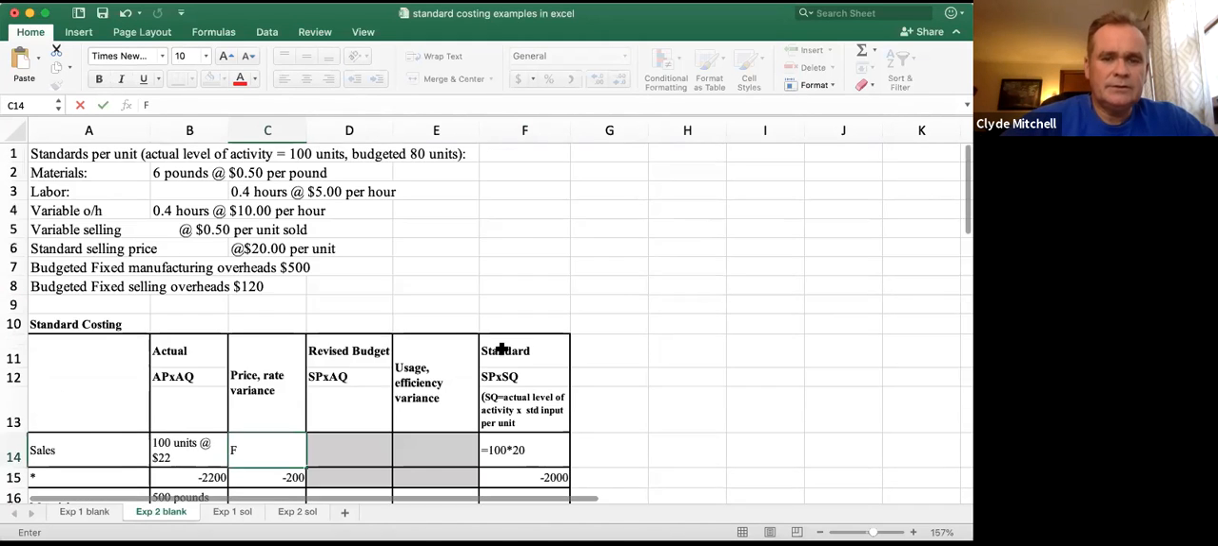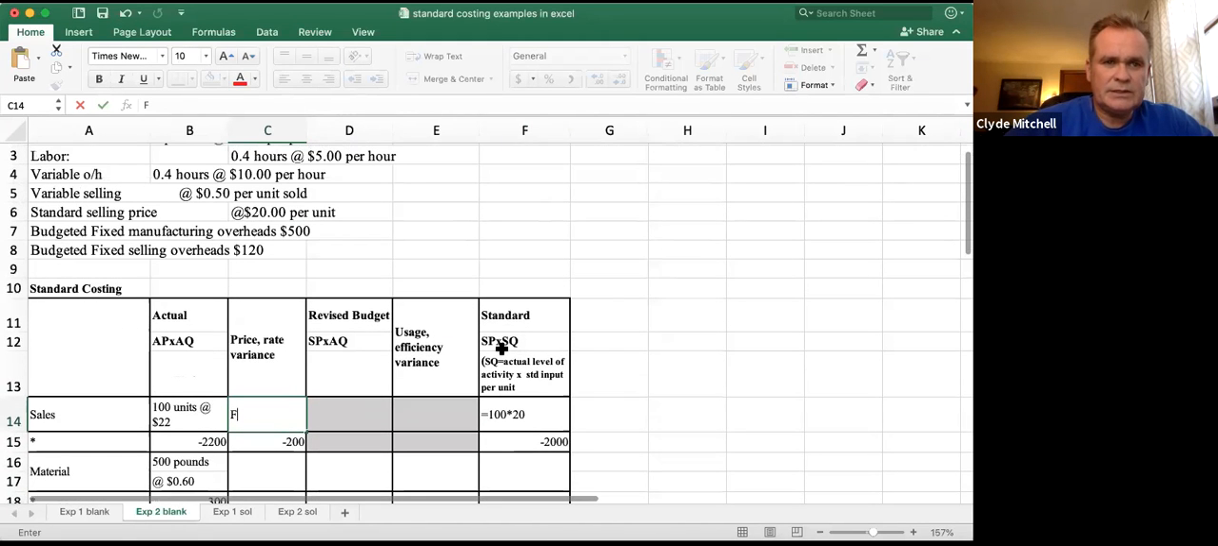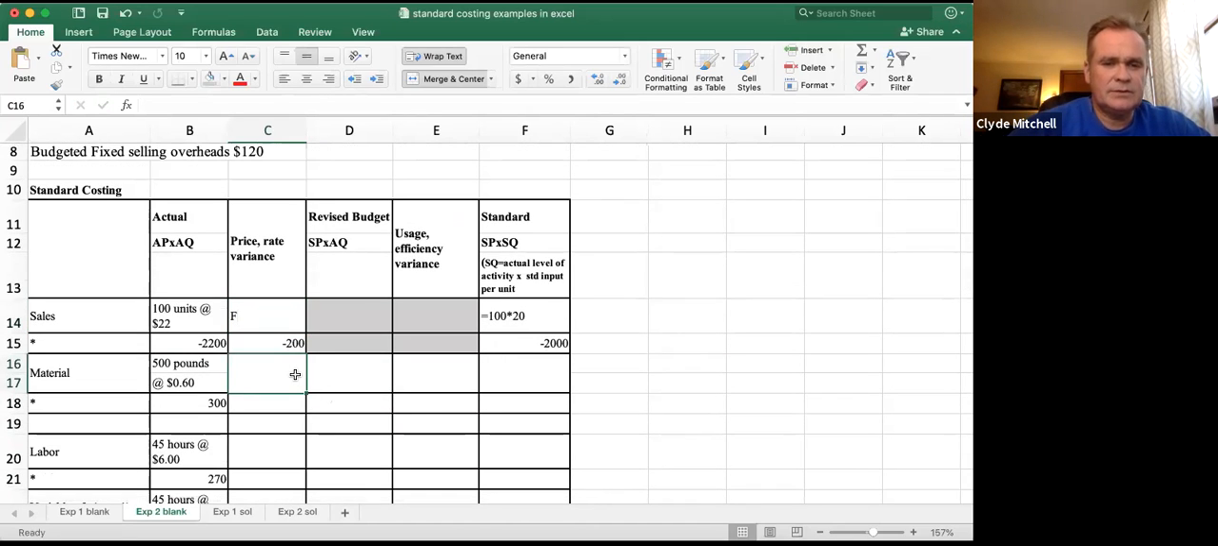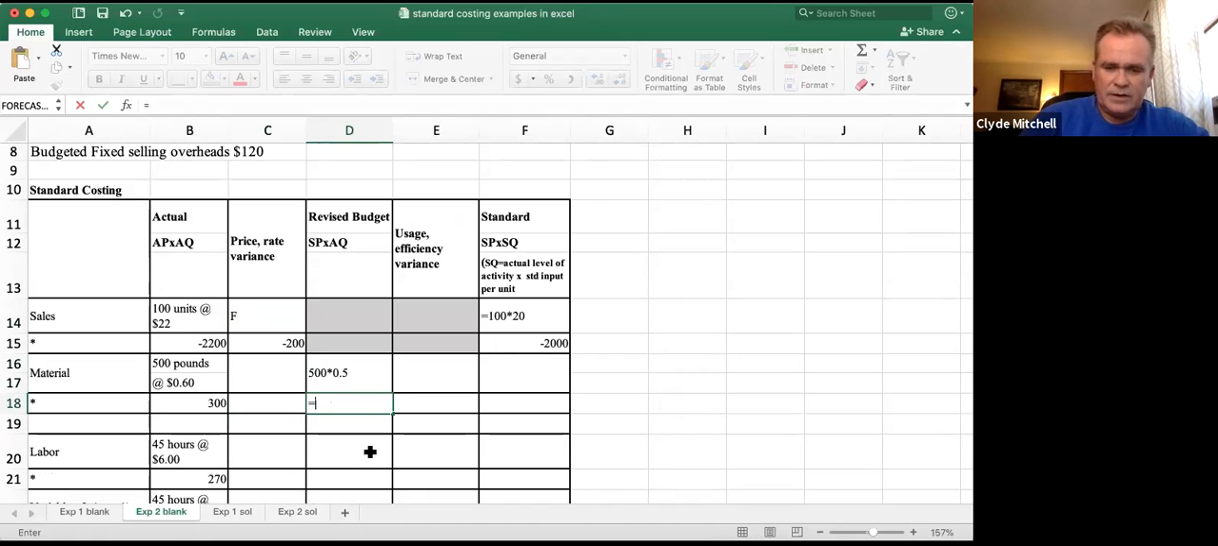Okay, now we can look at materials. We know the standard price per pound is 50 cents. So for the materials, we have the actual quantity of 500 multiplied by the standard price of 0.5. Therefore that is equal to 500 times 0.5, so 250. So let's look at our variance. We've got our actual minus our revised. It's 50. It is unfavorable. Why? Because our actual is more than what it should be.